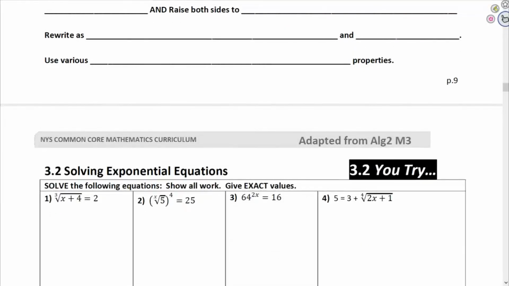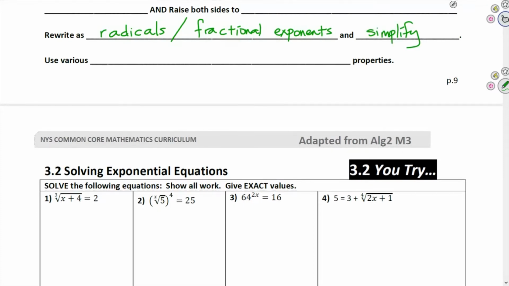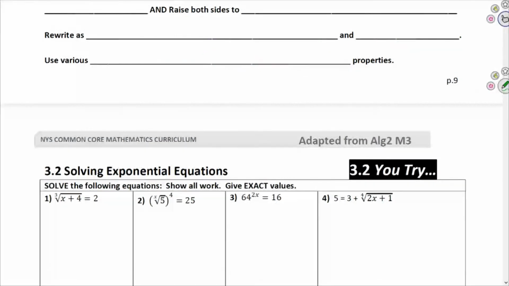Okay, another option for you is you can use exponent rules. So you can do things like rewrite as radicals or fractional exponents, and simplify. You can also use various exponent and inverse properties. Let's look at 2 like this.